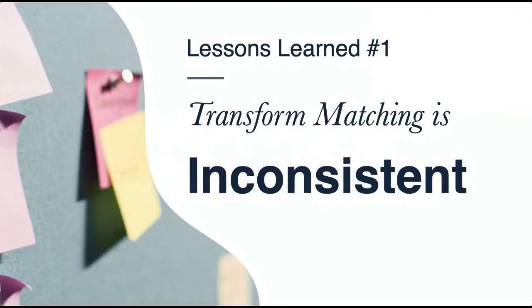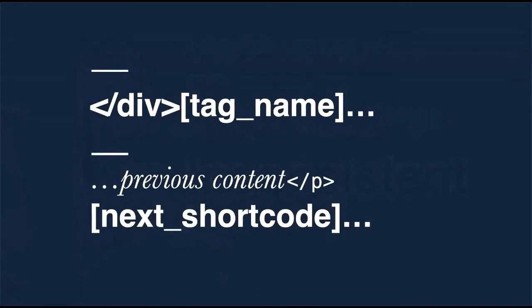First lesson is that transform matching is quite inconsistent. If you're parsing a classic block, sometimes the raw parser or the shortcode parser will miss something if it's right butting up against a closing tag, or if there aren't enough line breaks in between the shortcode and the content preceding it.